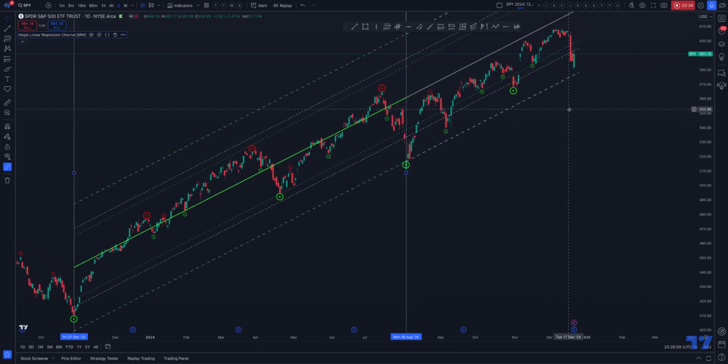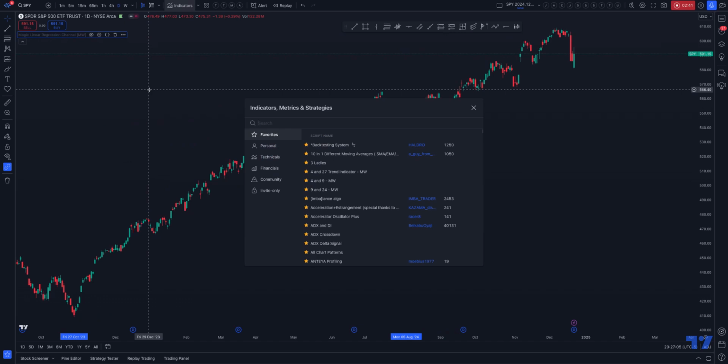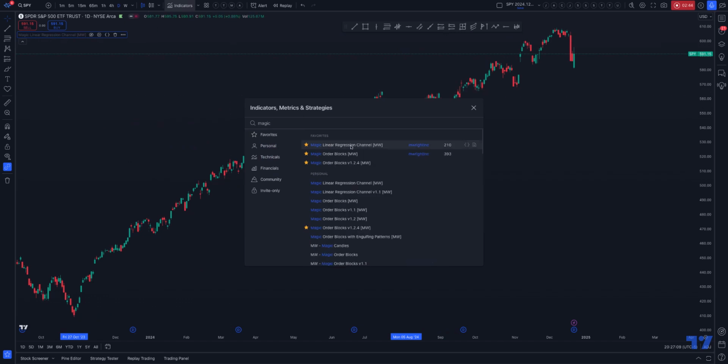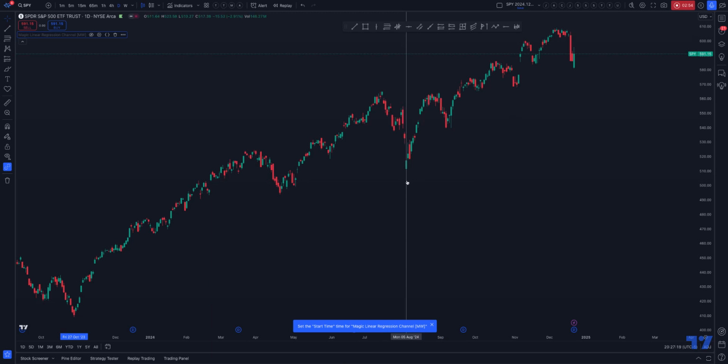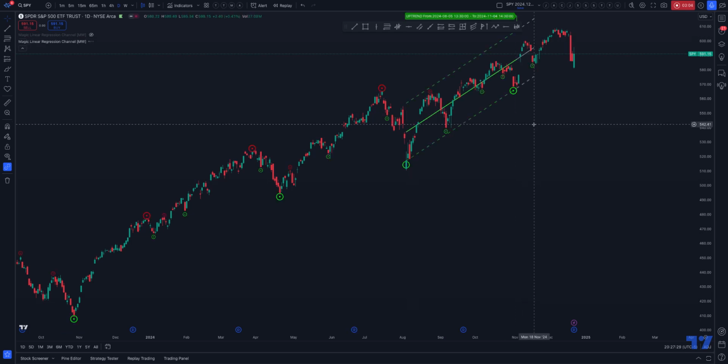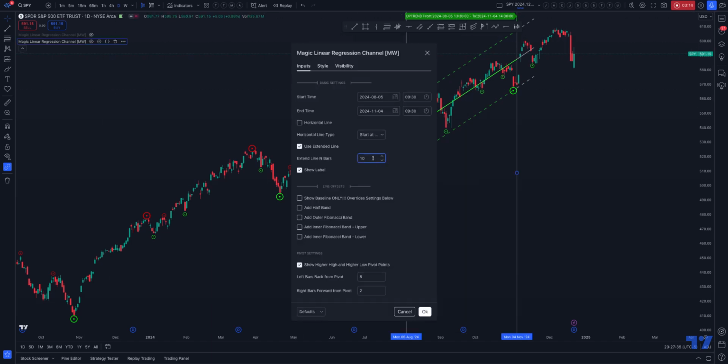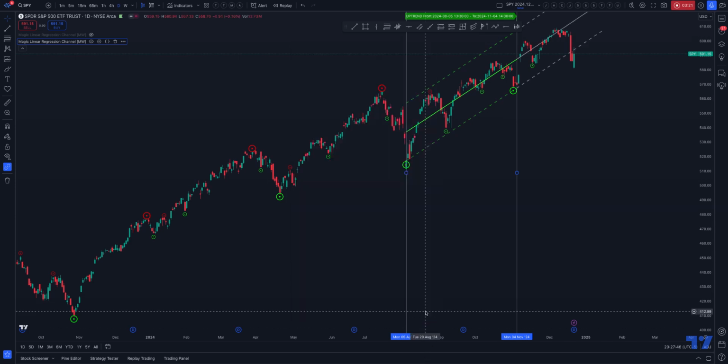So what I wanted to do is adjust this. Let's make another Magic Linear Regression channel and see if we can get something that's a little bit more fitting. So let's set the start time. We'll set the start time by clicking, let's try this pivot low. And then we'll try, let's see, which one was it? This one? That one. Let's see what that looks like. And let's extend that another, probably 50 bars. Yeah, that's fine.